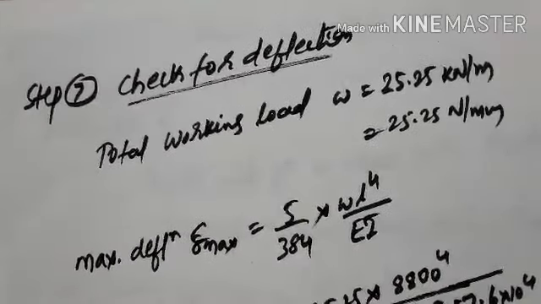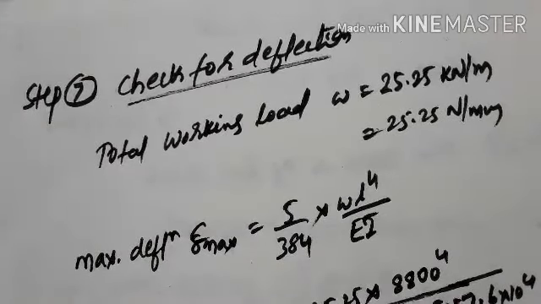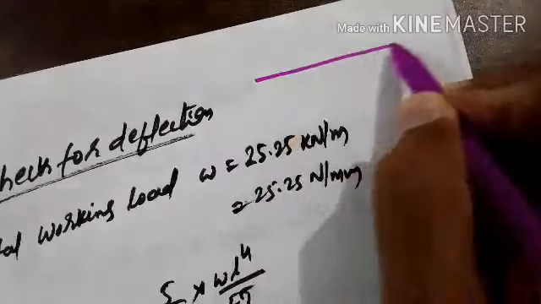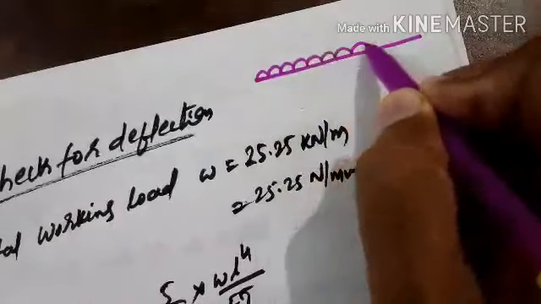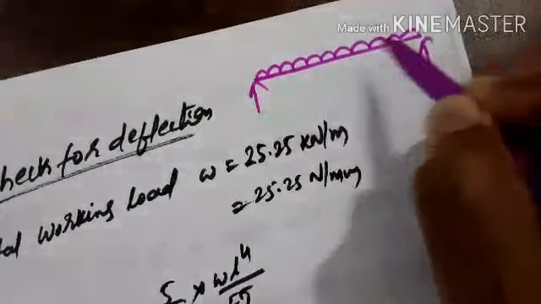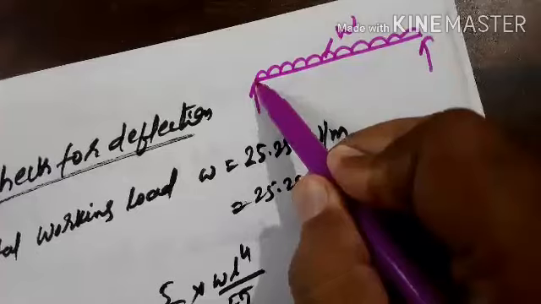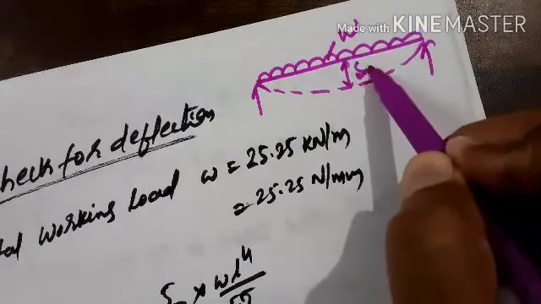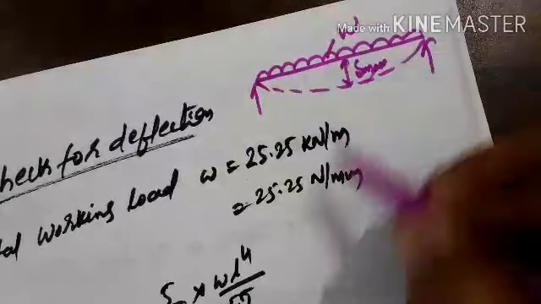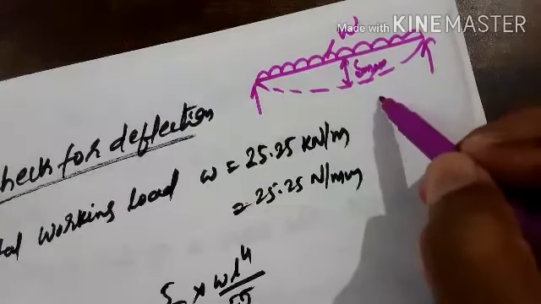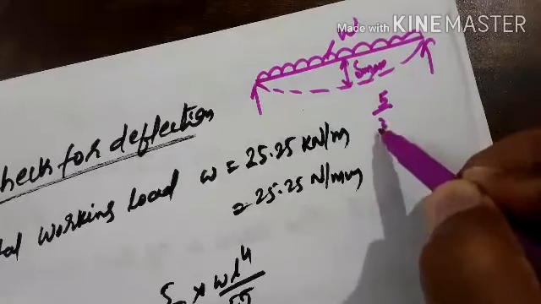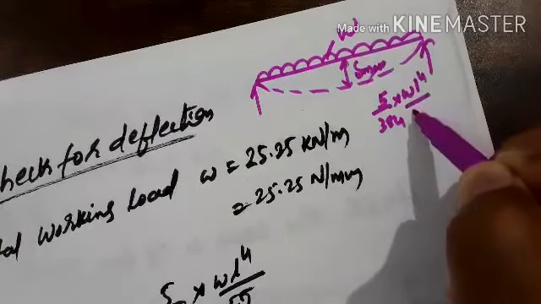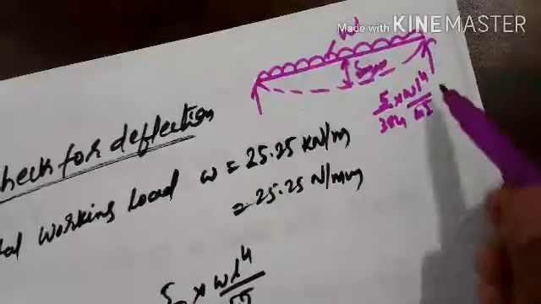Check for deflection we have to do. This is very, very important. For the deflection check, as we know, for a simply supported beam carrying UDL, this is the deflection, delta max. So for maximum deflection, the formula we know is 5 by 384 into WL raised to 4 divided by EI.